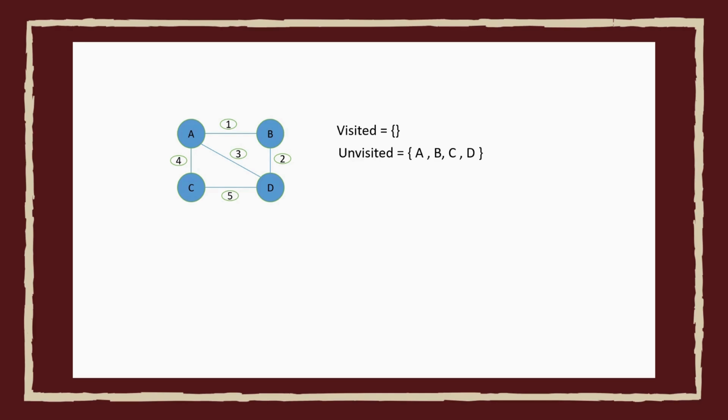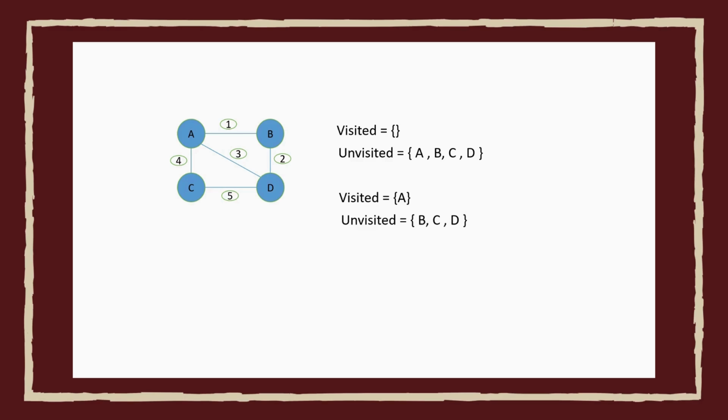As you can see, this graph contains several nodes labeled A, B, C, and D. We divide all nodes into two sets, visited and unvisited. Initially, the visited set is empty and all nodes are in the unvisited set. We can start from any node in the graph. It doesn't matter which vertex we choose first because it is a spanning tree, so we eventually have to visit all vertices. Let's start from node A.